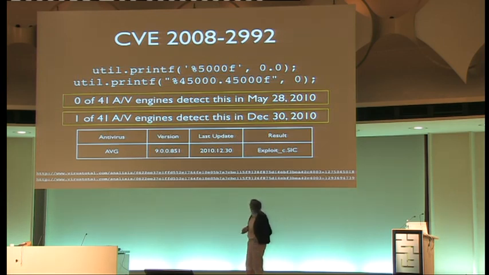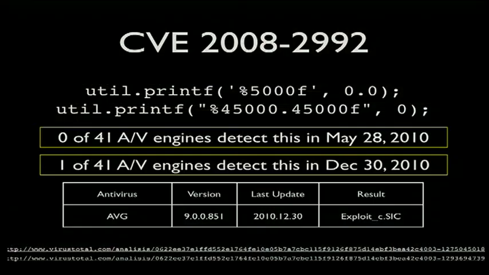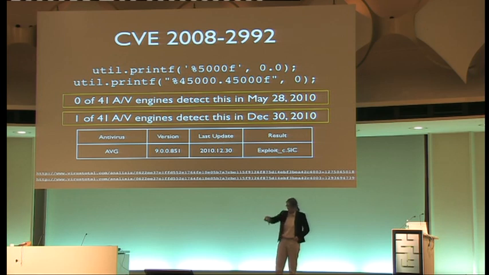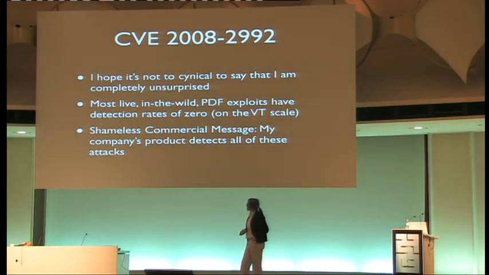So I stripped down everything except the actual statement that triggers the vulnerability itself. Nobody detected it back in May, but as of this morning, AVG apparently will detect it as exploit C or something. I don't know. It might just be because they saw my talk a few months ago. I've been passing these samples around to various researchers, so I'm not surprised.